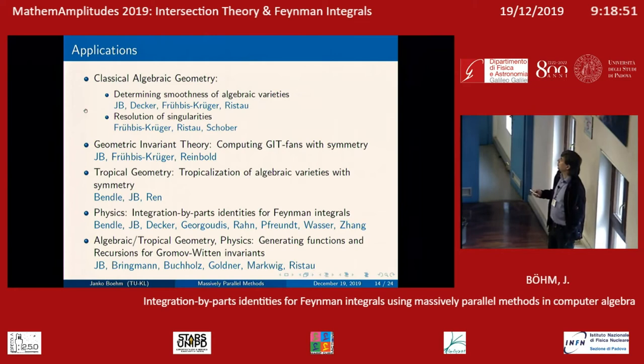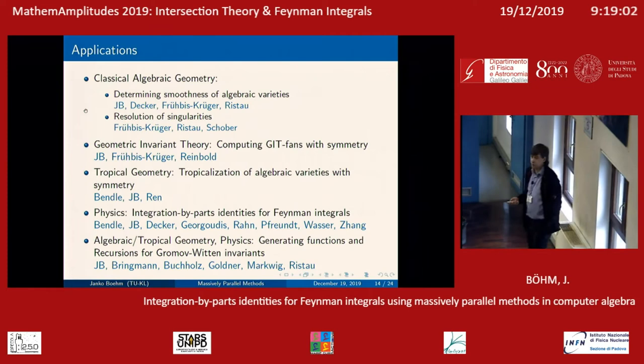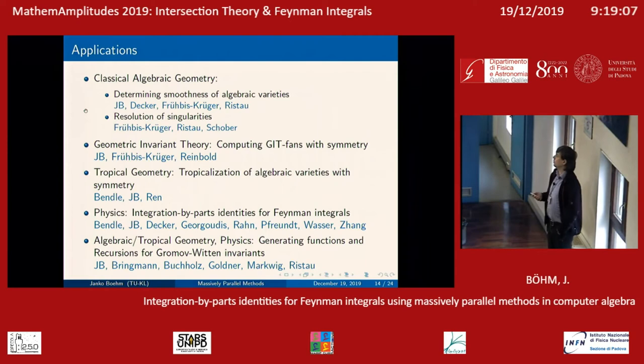And we also applied it to another topic which arises from mirror symmetry and is connected to algebraic geometry, tropical geometry, and string theory. So this is about generating series and recursions for Gromov-Witten invariants.